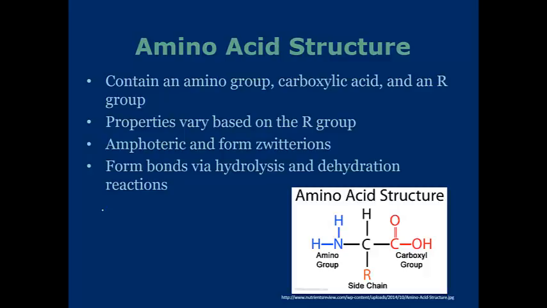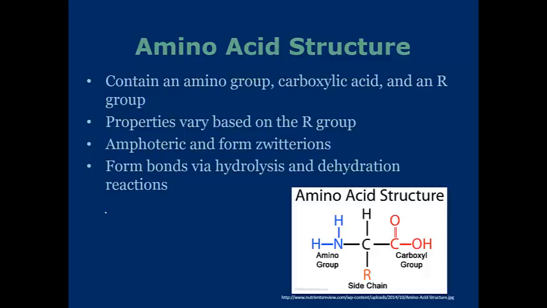Amino acid structure is going to be very important when it comes to the MCAT, because obviously amino acids are the building blocks for every single protein. They contain an amino group, a carboxylic acid, and an R group. The properties of these amino acids vary based on the R group that's attached. Amino acids are interesting because they are amphoteric, which means that they form Zwitter ions. And they form bonds via hydrolysis and dehydration reactions, or condensation and dehydration reactions.